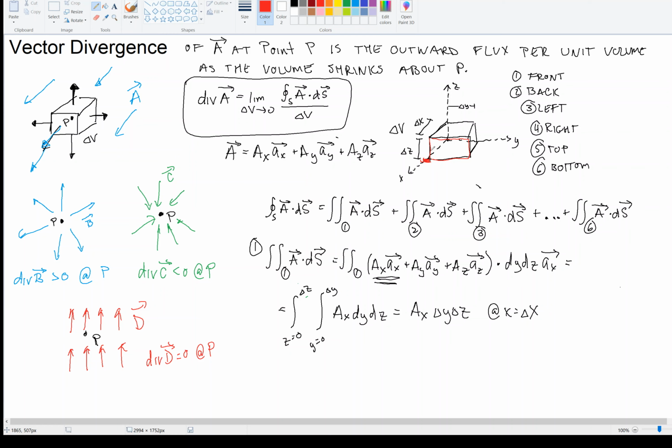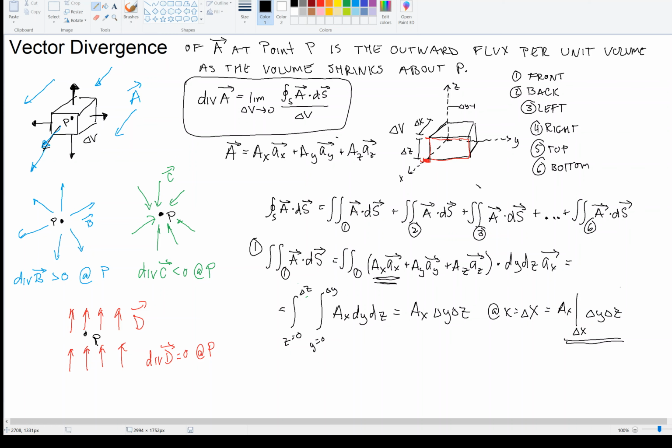Well, what x value is that? That's in the plane delta x. So evaluated at delta x, I'm just going to write this like this. AX evaluated at delta x times delta y delta z. Okay, and we're going to come back to this.